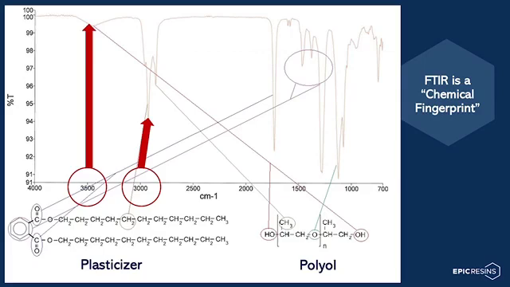Because molecules are made up of several different functional groups, the absorbance pattern of a specific molecule will be unique to that specific molecule. This is also true for mixtures of molecules, where the mixture will have a characteristic FTIR absorbance pattern based on the functional groups it contains.